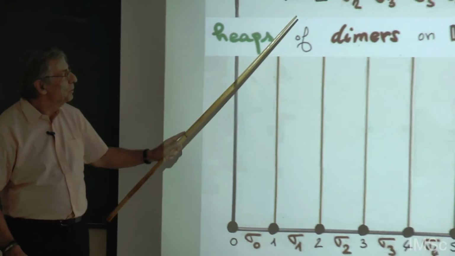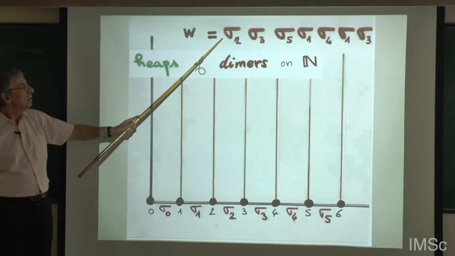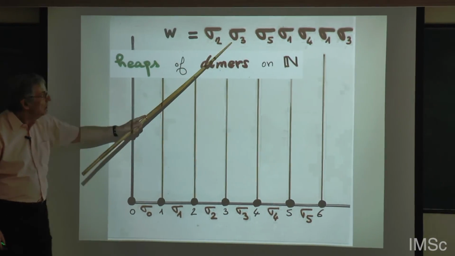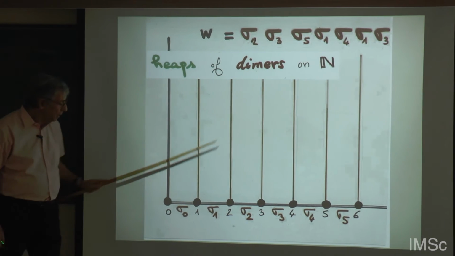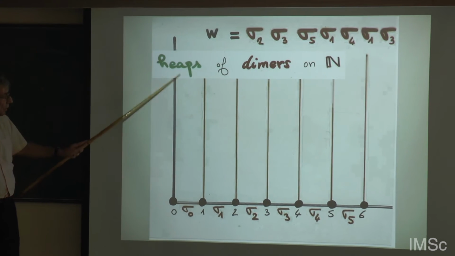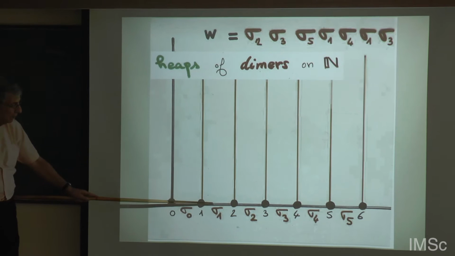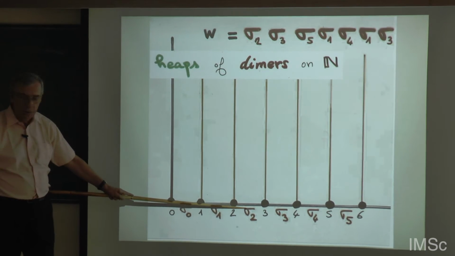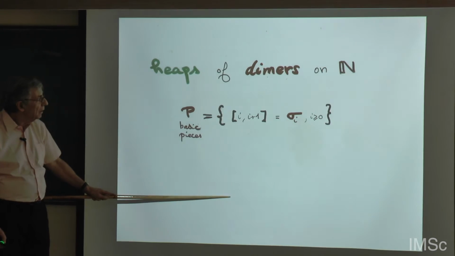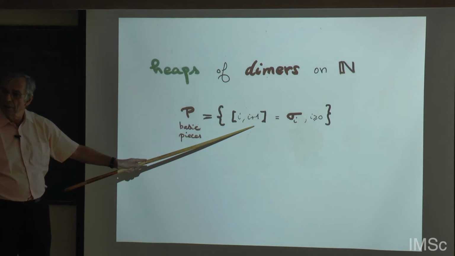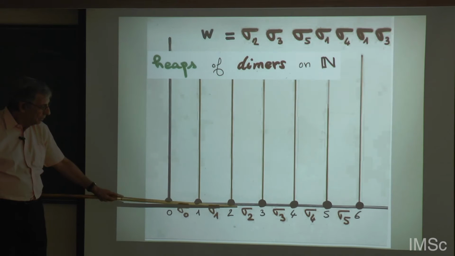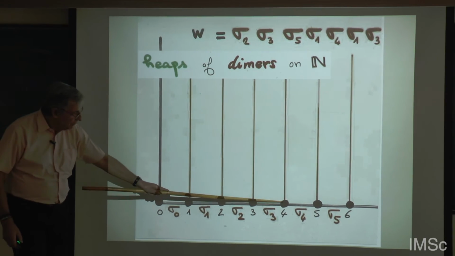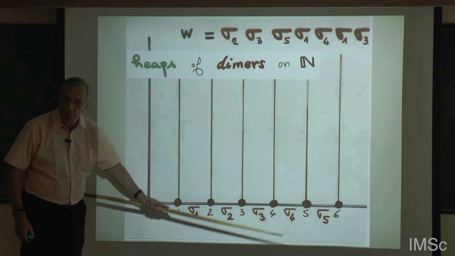So heaps of diamonds: I take a word, sigma 2, sigma 3, sigma 5. Each variable sigma i corresponds to a column. This is a column sigma 0, sigma 1, sigma 2. Each, for example, sigma 2 will correspond to diamonds 2, 3. I am going to take diamonds, it's segment i, i plus 1. So sigma 2 will be 2, 3. Sigma 4 is 4, 5, etc.